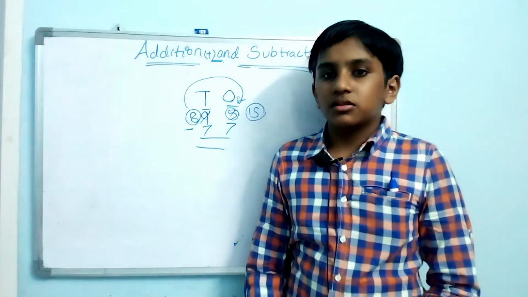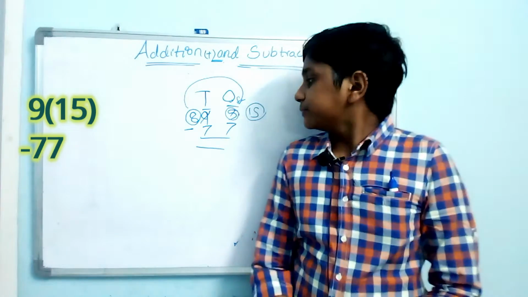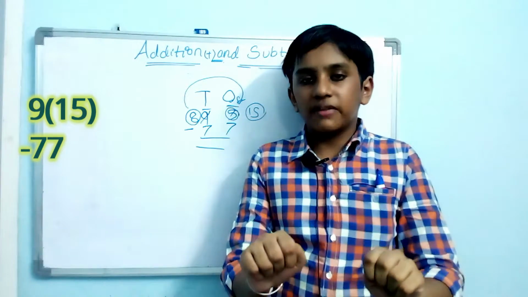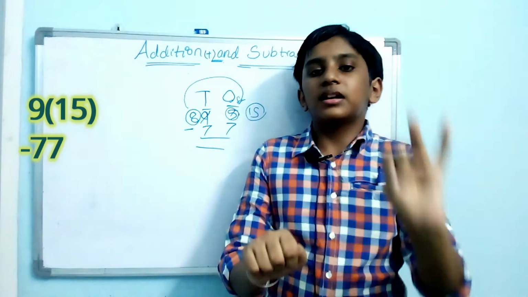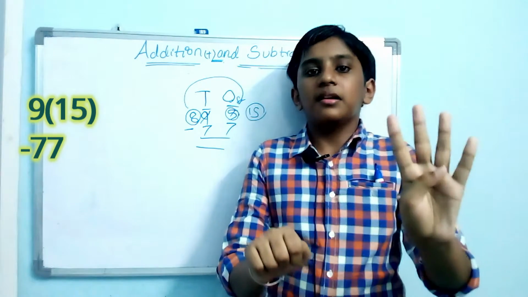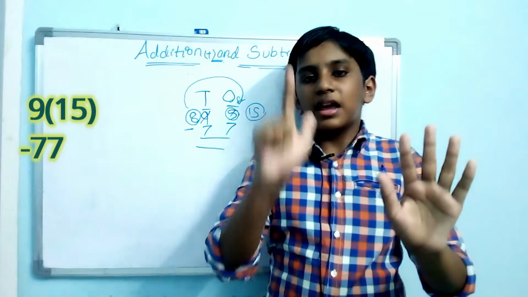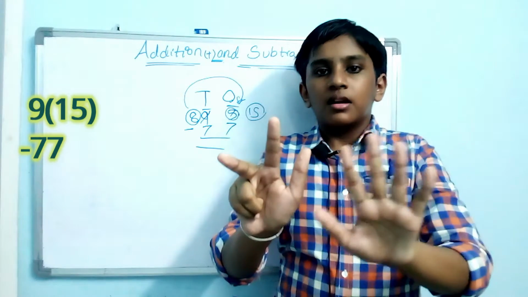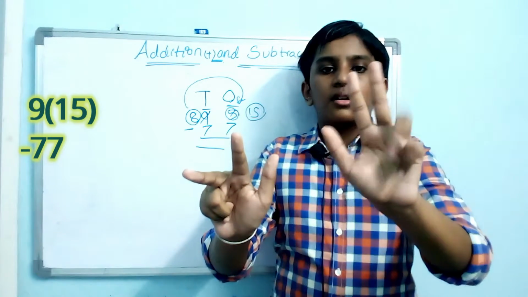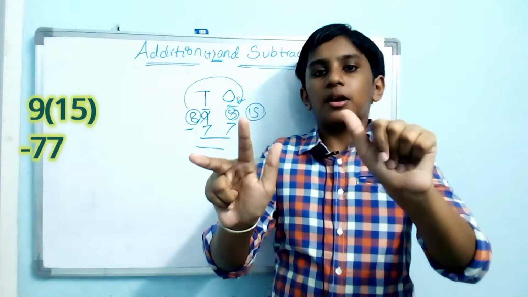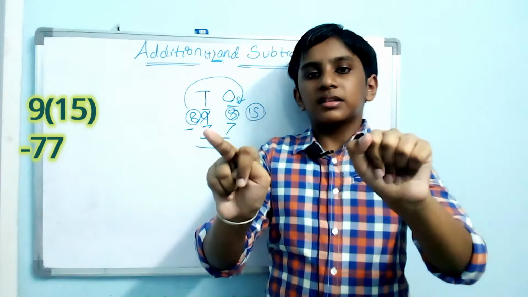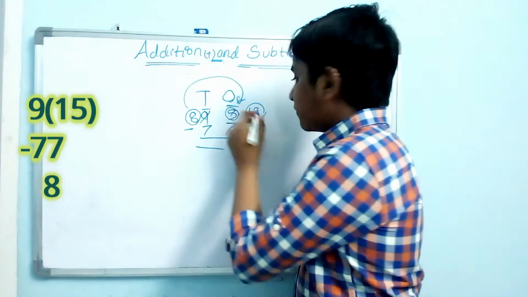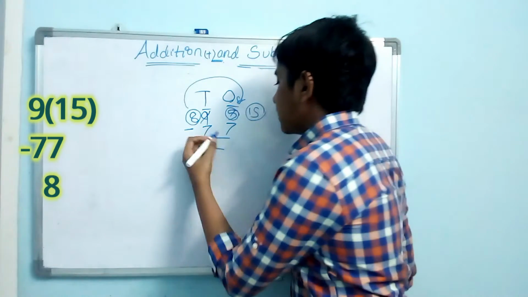15 is bigger than 10, so we have to do backward counting. We have to do backward counting from 15 to 7. 14, 13, 12, 11, 10, 9, 8, 7. My friends, how many fingers are up? Let's count. I have 1, 2, 3, 4, 5, 6, 7, 8. I have 8 fingers up. So my friends, 15 minus 7 is 8.